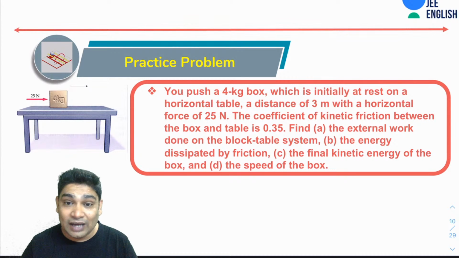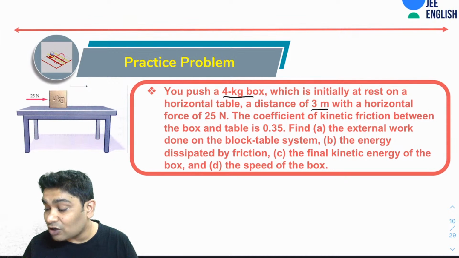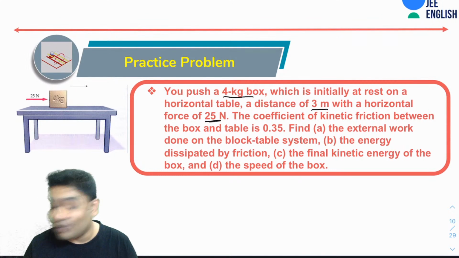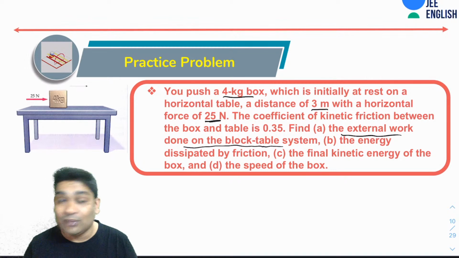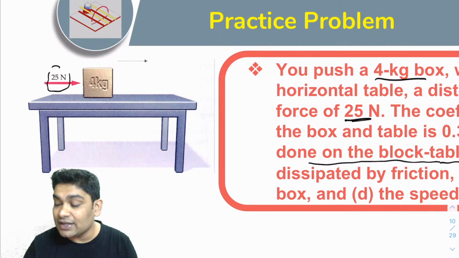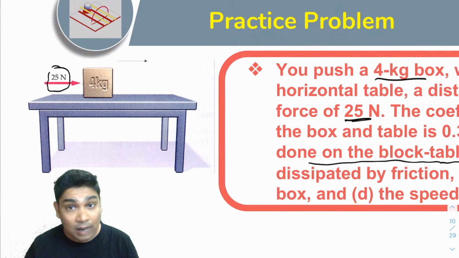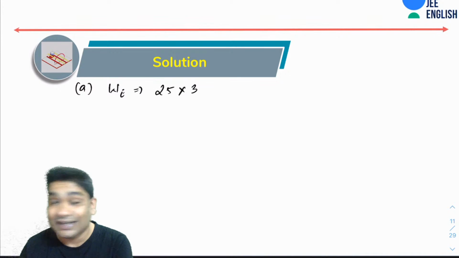So let's see what you have been asked. You are pushing a 4 kg box through a distance of 3 meters by a horizontal force of 25 newtons. Now let's see what has been asked: the external work done on the block table system. External work is being done by the external force of 25 newtons. How much will be the work done? For part A, the work done by the external force would be: the force is 25, the displacement is 3, and the angle between the force and the displacement is 0.